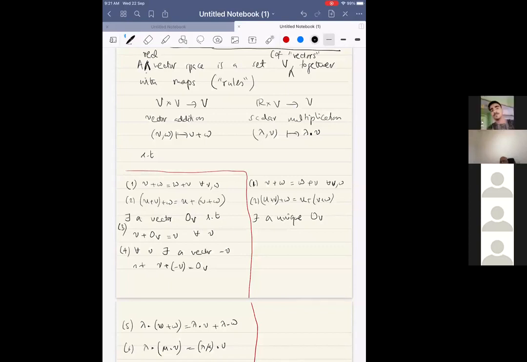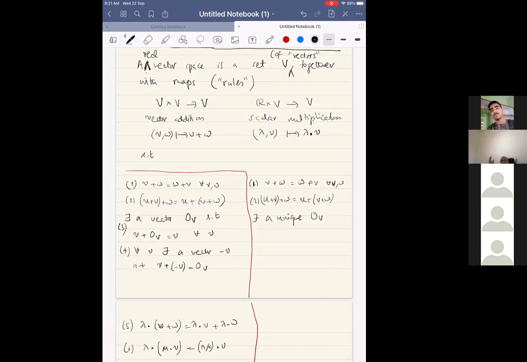You have to give a map from the Cartesian product V cross V to V. That's called addition. And you have to give another rule, which will be a scalar multiplication rule. It is some map. But now, if you just give some arbitrary rules, it will not make your set a vector space. For these rules to make your set a vector space, these rules have to satisfy certain conditions.